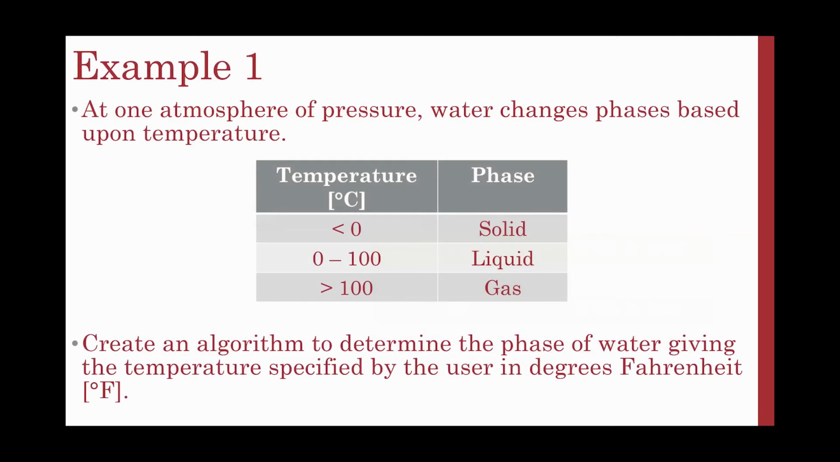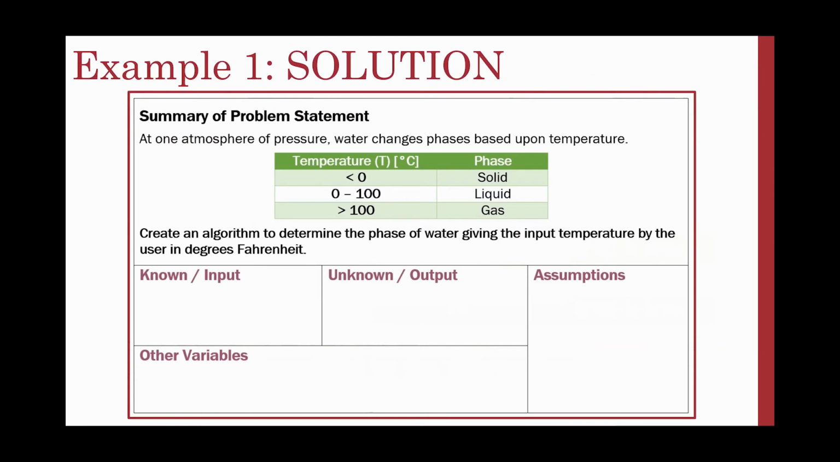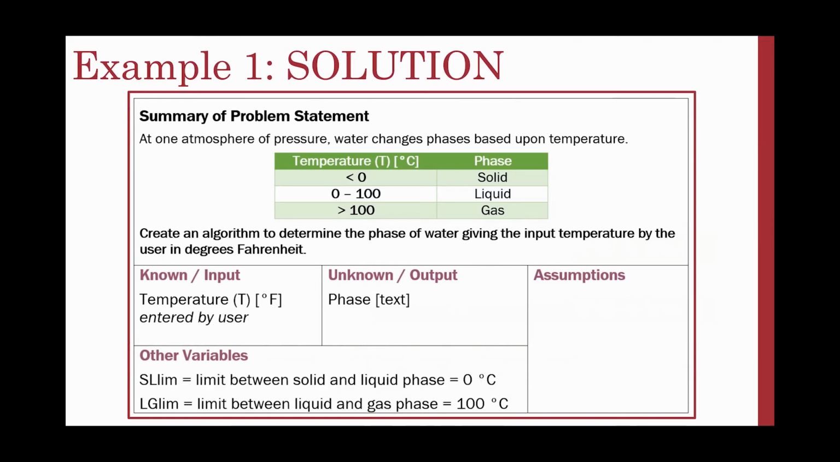So let's revisit our example where we're trying to determine the solid, liquid, and gas regions of our phase. We want to determine our algorithm and how this is really going to work. The problem we are trying to solve is what phase is our material based on its temperature. Our known input is temperature, which is going to be in degrees Fahrenheit from the user. Our output is the phase, which we want as text. Other variables that we're going to need are the limits between solid and liquid. We're going to make the assumption that the pressure is 1 atm because that's what sets our solid and liquid transitions.